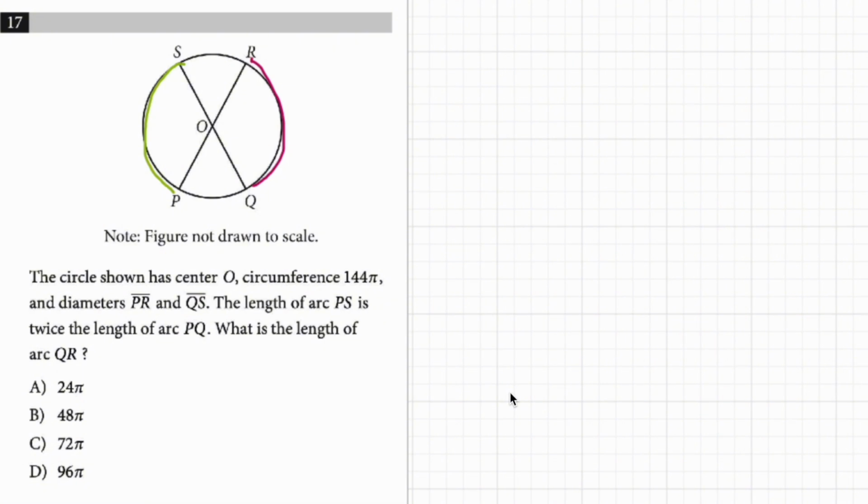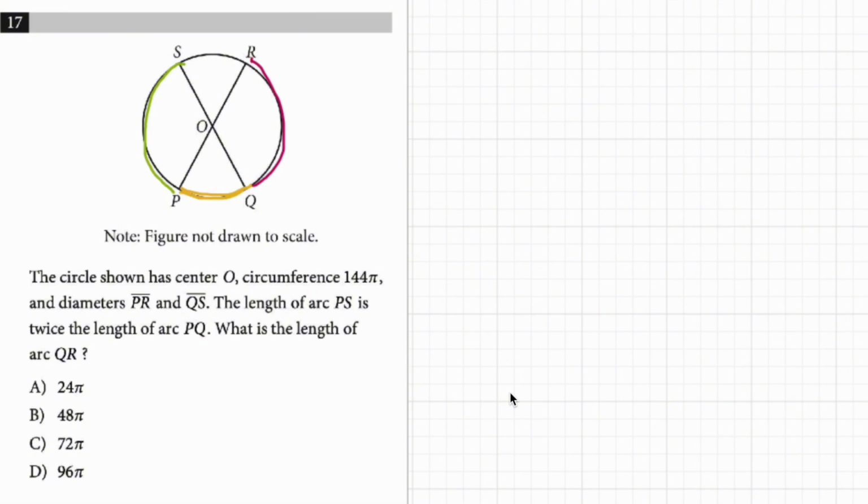So PS is twice the length of PQ. Here's PQ in yellow. Does PS look like it's twice the length of PQ? Yes, roughly. It's definitely bigger, about twice as big. We can actually use visual estimation here. It says not drawn to scale, but it's darn close. I can't guarantee that everything is going to be closely drawn to scale, but you can use some logic and see if that would be the case. And that's the case here. Everything's looking pretty good.